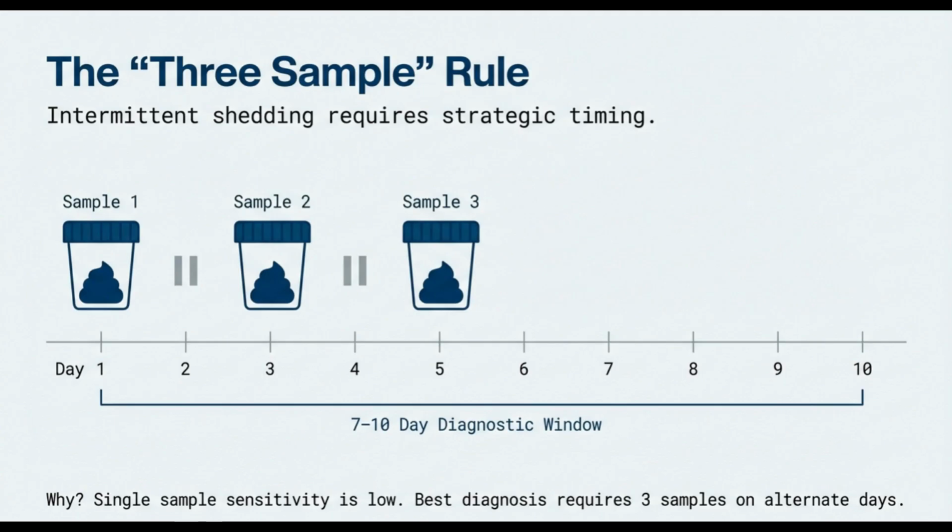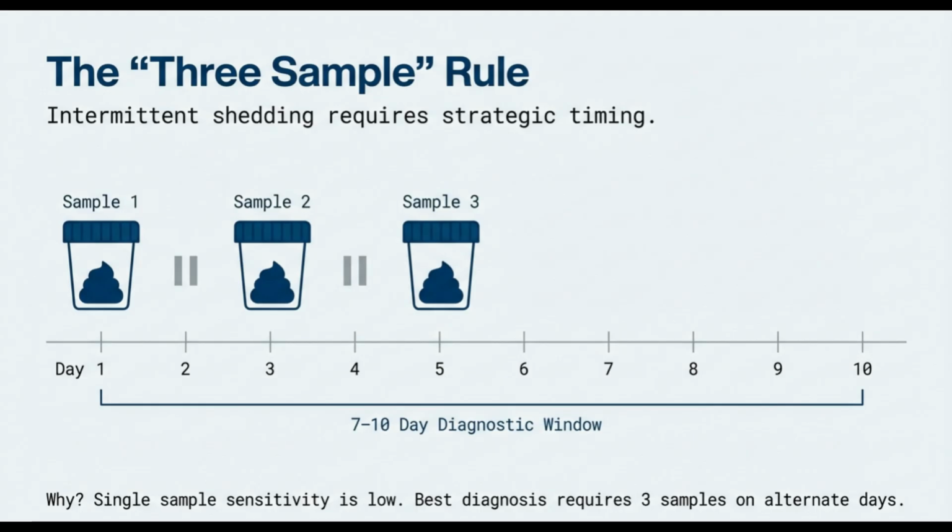So why isn't one stool sample enough? Well, this slide explains the 3-sample rule, and it's all based on a biological principle called intermittent shedding. Basically, this just means that parasites, especially protozoa, aren't passed consistently in every single bowel movement. Their numbers can go up and down.